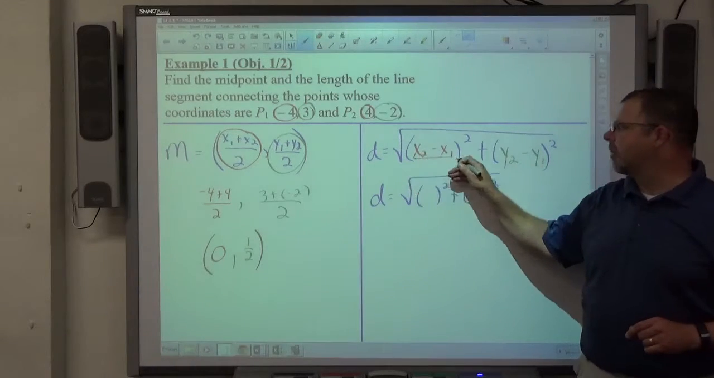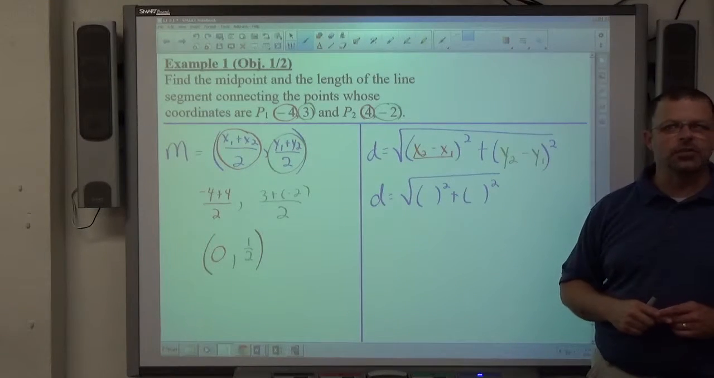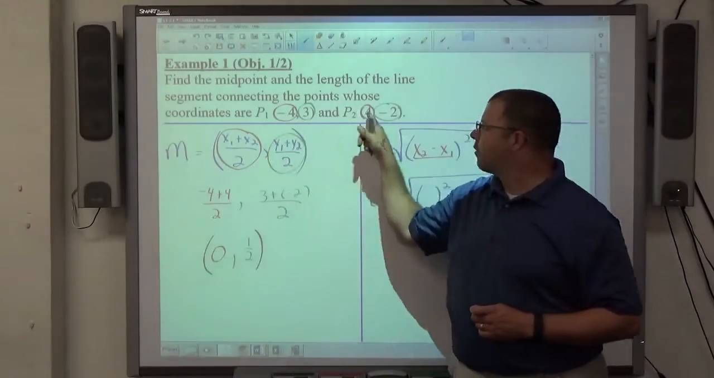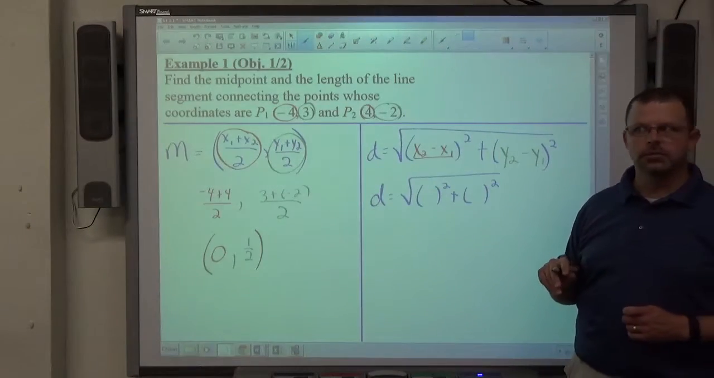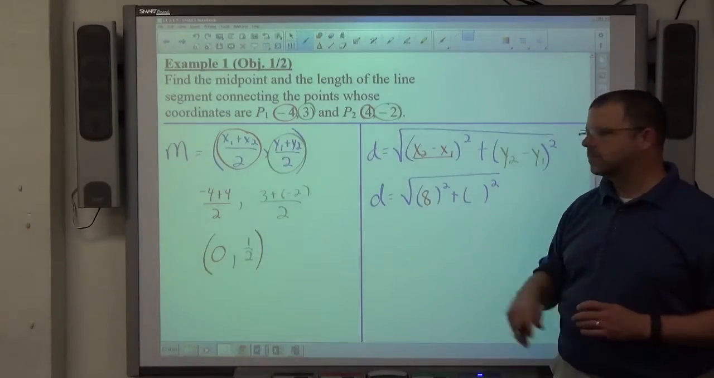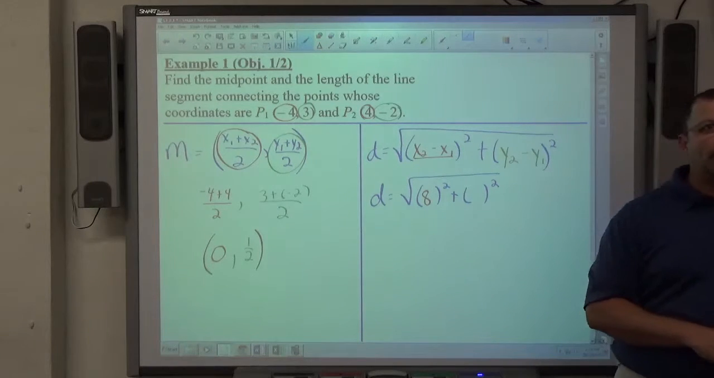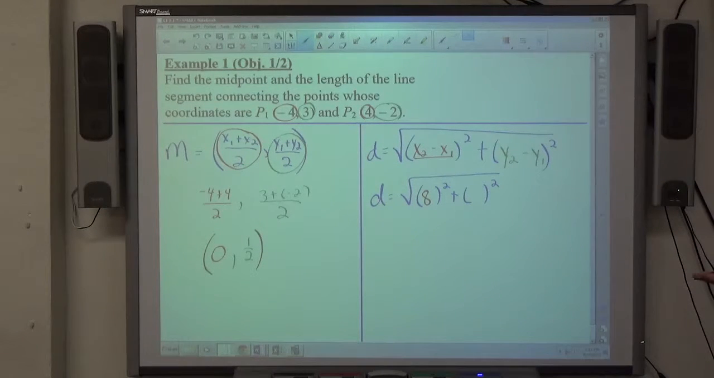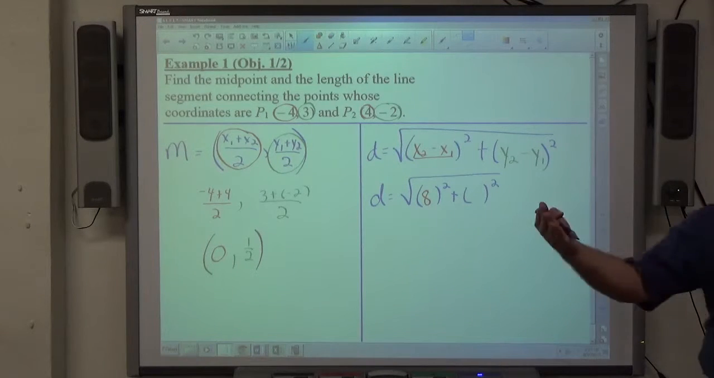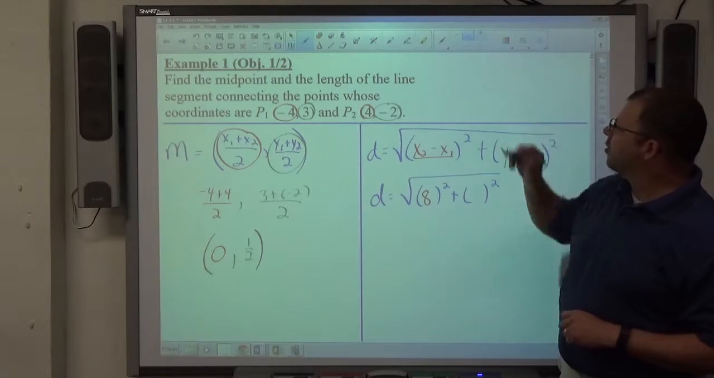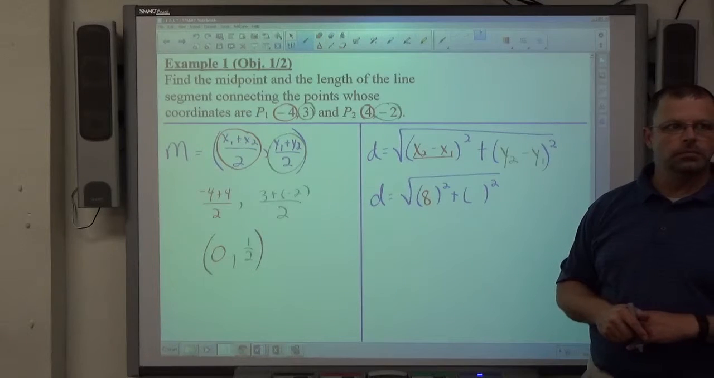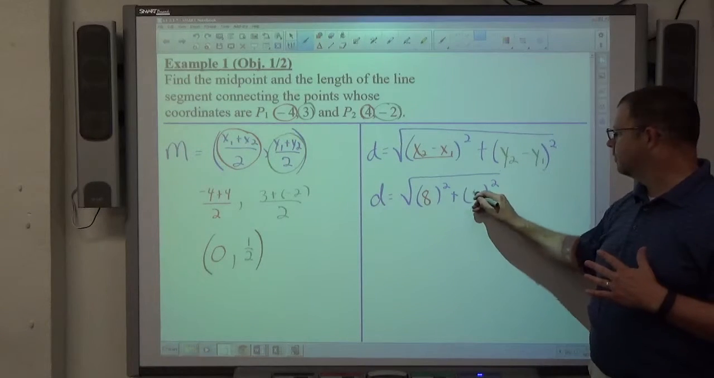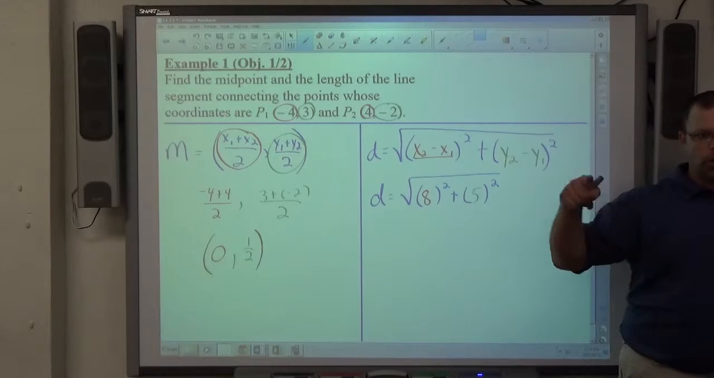All this is saying x2 minus x1 is how far apart are the x's. So how far is it from -4 to 4? 8. And don't go -8, just 8. 8 squared 64, -8 squared 64. Why put a minus sign in there and confuse yourself? So from -4 to 4 is 8 spaces. How far is it from 3 to -2? 5. Right? If you're not sure, draw a number line and count.